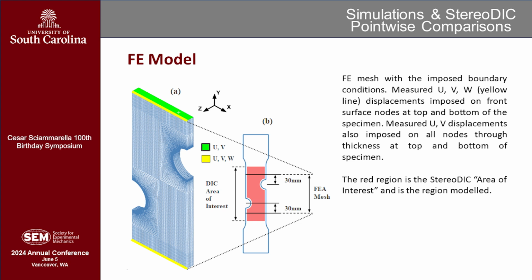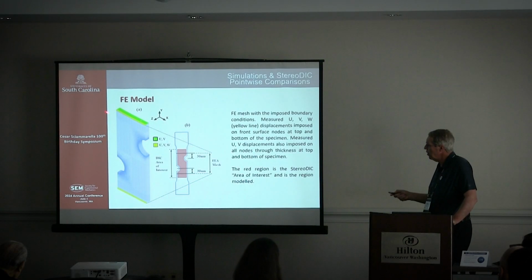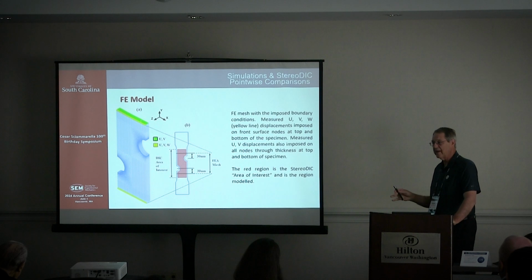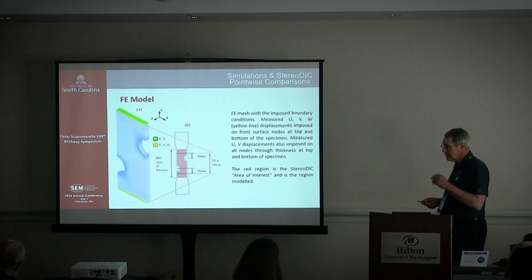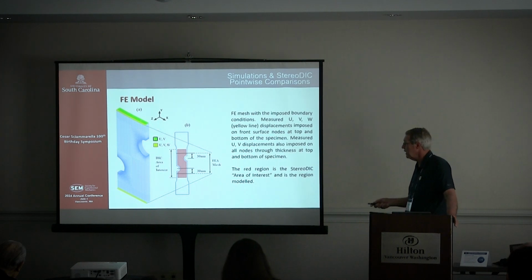They're input along this top surface and along the bottom surface. They're done a specific way. I'm going to take a little bit of time with this. Along this yellow line, we input all three displacements on the top and the bottom. On the green region, we only input the U and V, the in-plane displacements in the X and Y direction.